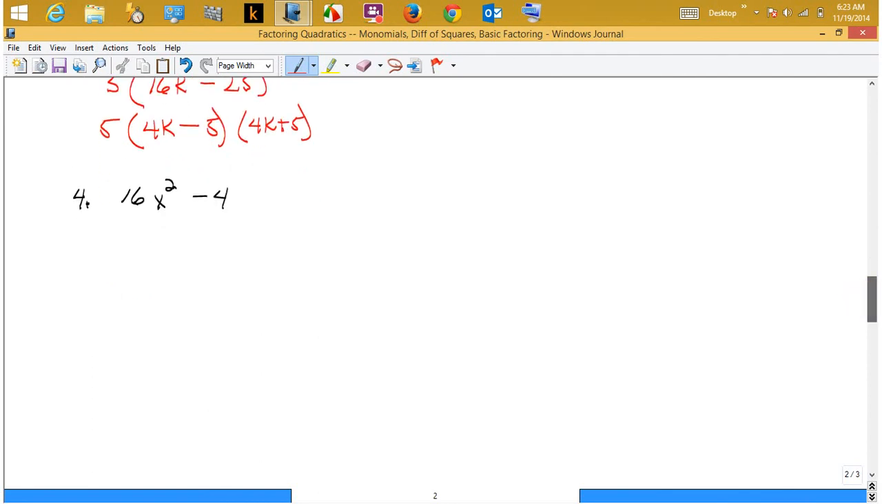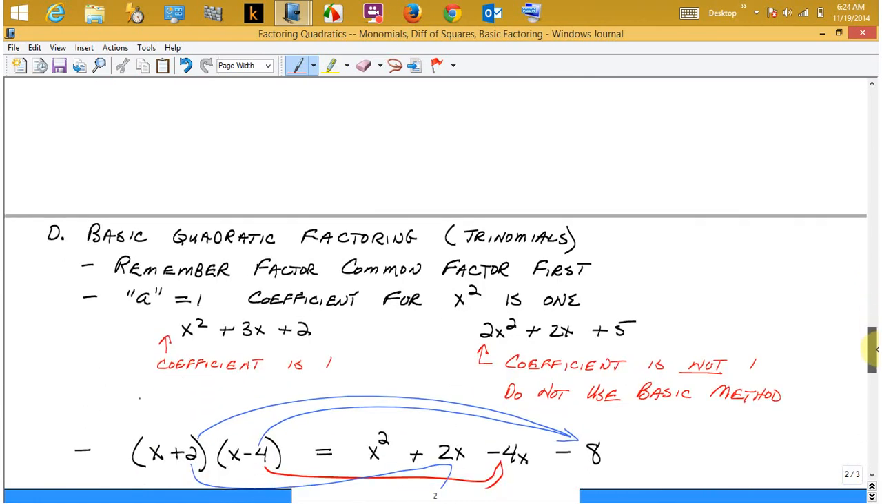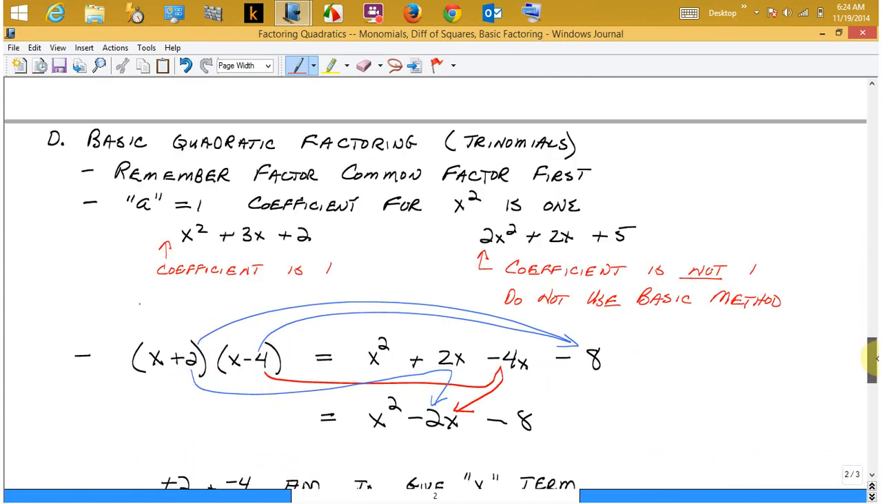Last example for this. Once again, no x term, perfect square, perfect square. So let's take the square root of the first term minus the square root of the second term. Square root of 4 is 2. 4x plus 2.